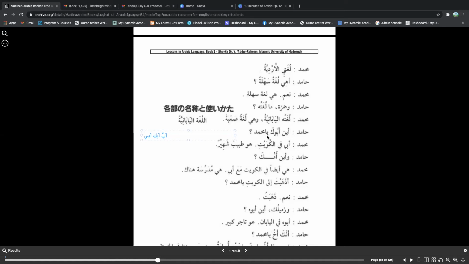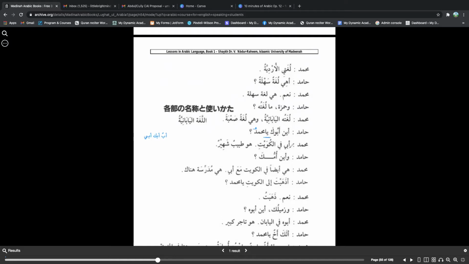Because this is nida. When we're calling someone, the name after it can no longer have tanween. At this point it's going to have one haraka. So we drop one of the dhammas. So we say ya Muhammadu because of this nida. It's the particle for calling people, nida.